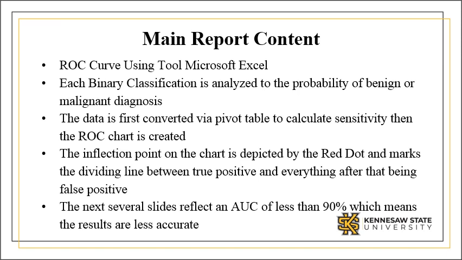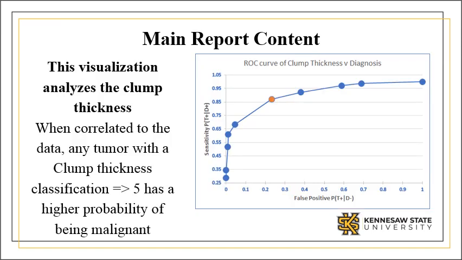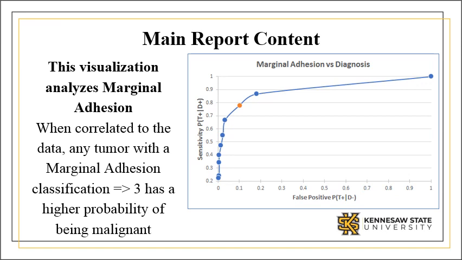The next several slides reflect an area under the curve, or AUC, of less than 90%, which means that the results are less accurate. In this visualization, we analyze the clump thickness. When correlated to the data, any tumor with a clump thickness equal to or greater than 5 has a higher probability of being malignant. In this next visualization, we analyze marginal adhesion. When correlated to the data, any tumor with a marginal adhesion classification equal to or greater than 3 has a higher probability of being malignant.